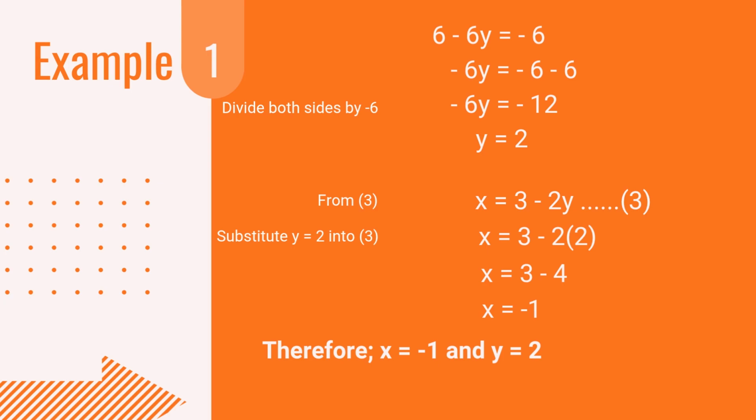Next step is to resolve the bracket. Minus 2 times 2 is equal to minus 4. We have x equals 3 minus 4, which takes us to the last step. Here, 3 minus 4 is equal to minus 1, which makes x equal to what? Minus 1. Therefore, our answers are x equals minus 1 and y equals 2. Remember, the last step is to check. So we check our solutions in the next slide.